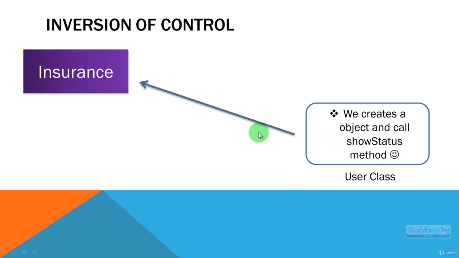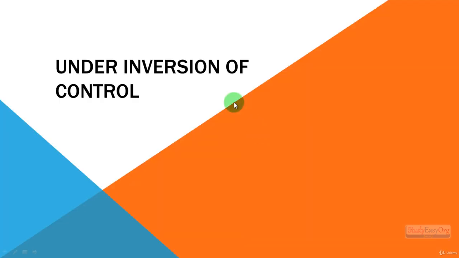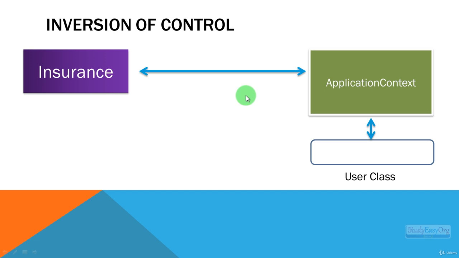All right, so moving forward, when we would be doing the same under inversion of control, things will differ. Now, what is inversion of control? Inversion of control is a process where we outsource creation of objects to an external entity. Now, the external entity is an application context.